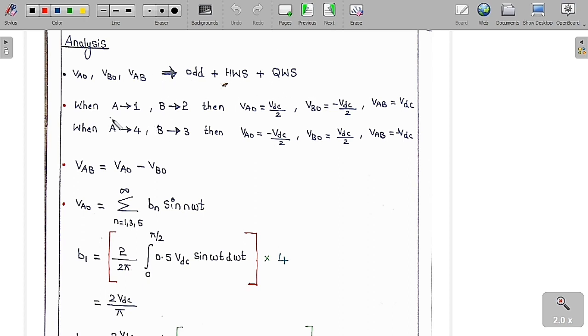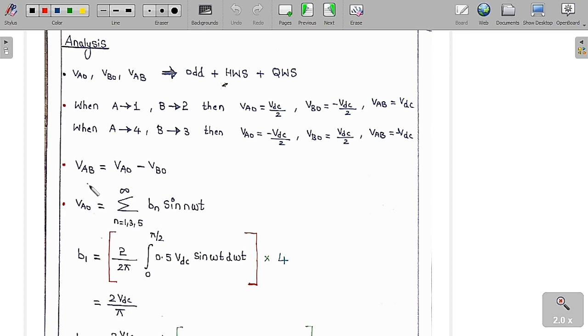Whenever I switch on switches 1 and 2, A is connected to 1 and B is connected to 2, then I already told you VA0 is equal to plus VDC by 2 and VB0 is equal to minus VDC by 2. So VAB is equal to VA0 minus VB0, we get VDC. Similarly, when I switch on switches 3 and 4, A is connected to 4 and B is connected to 3, then VA0 is equal to minus VDC by 2 and VB0 is equal to plus VDC by 2. So VAB is equal to VA0 minus VB0, we get minus VDC. So we have drawn this graph.